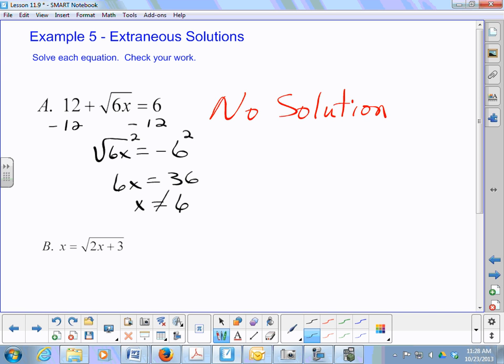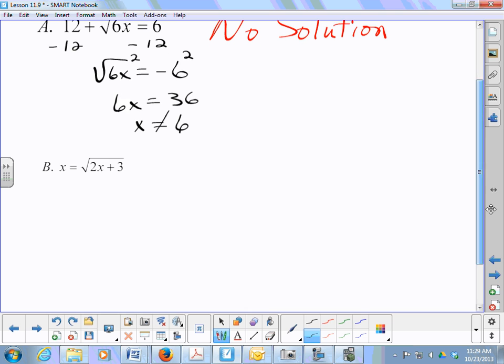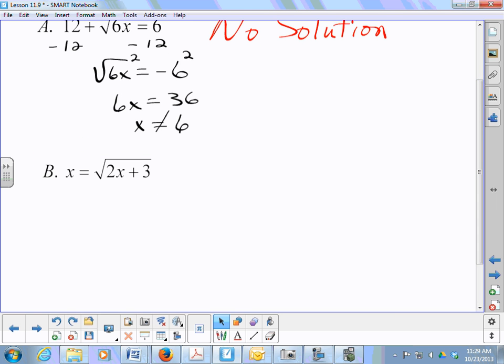There's no solution. All right, so if you go through the process, this is why you need to be able to see it immediately, or remember to check your solution. Remember to check your solution. Part B here is going to be another one that gives us a similar result. Not the same, but similar.